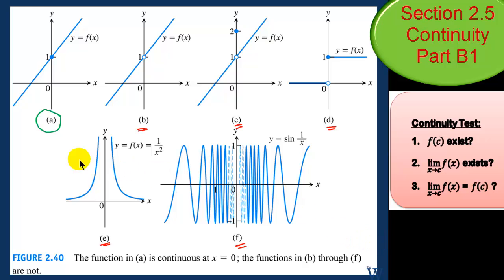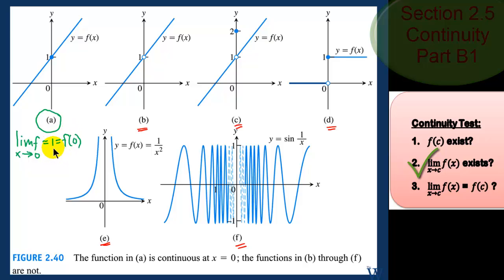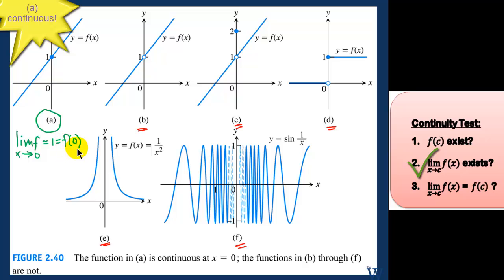Let's examine why. For letter A, the limit of f as x approaches 0 is 1, and in fact it is f of 0. The limit exists and it's equal to the function value. Now let's look at letter B.